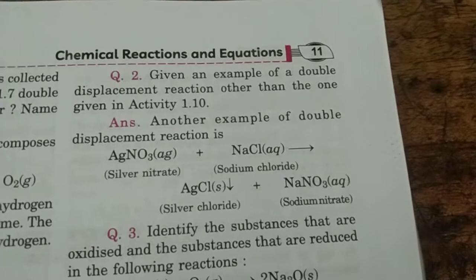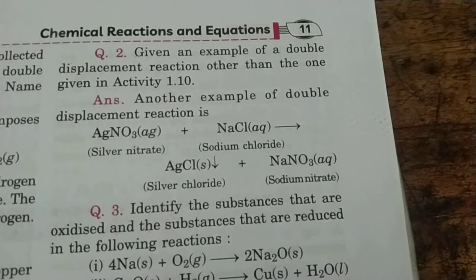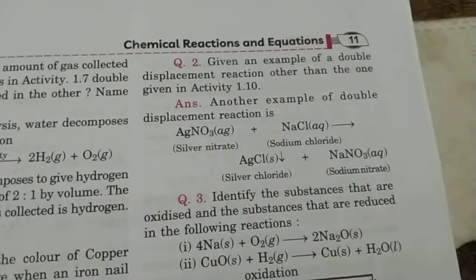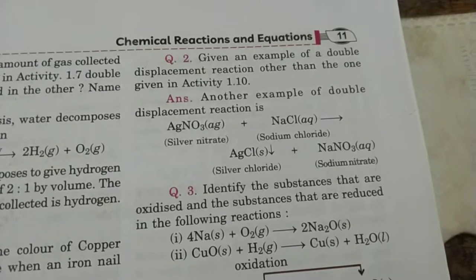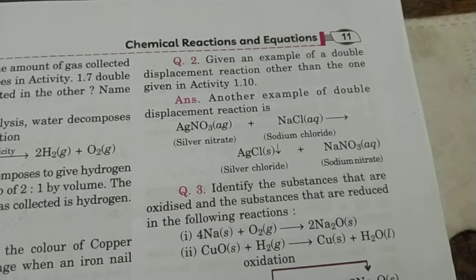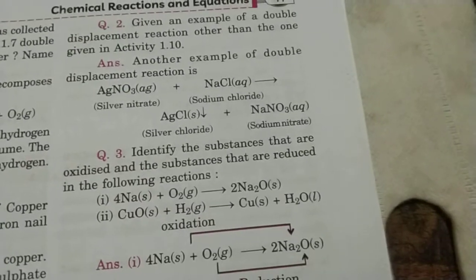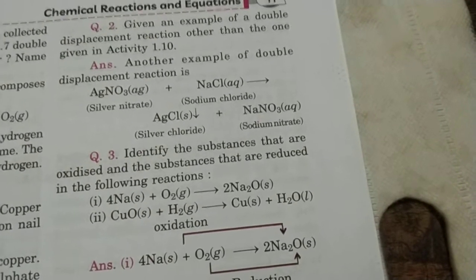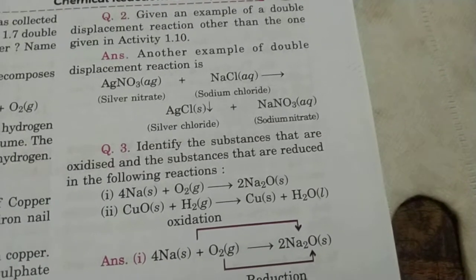Question number 2. Give an example of a double displacement reaction. Activity 1.10 is another example of a double displacement reaction: AgNO3 silver nitrate aqueous solution plus NaCl aqueous solution gives AgCl, silver chloride, as a precipitate, and sodium nitrate.